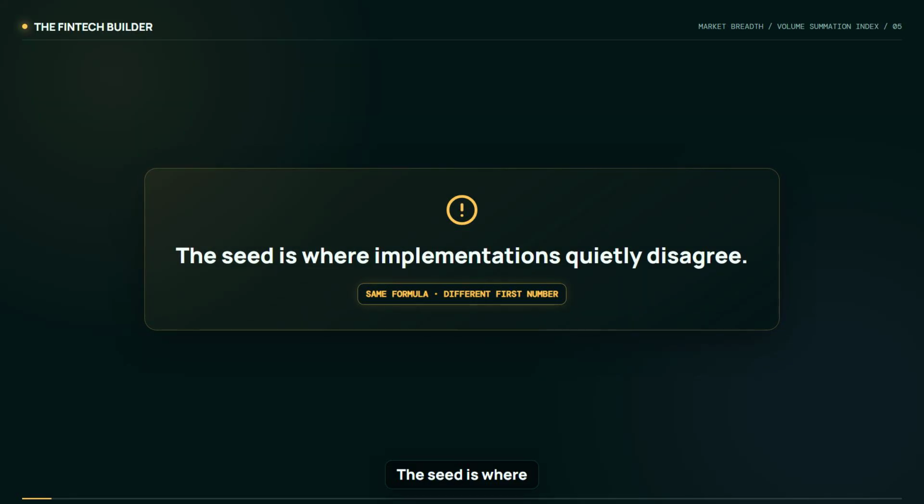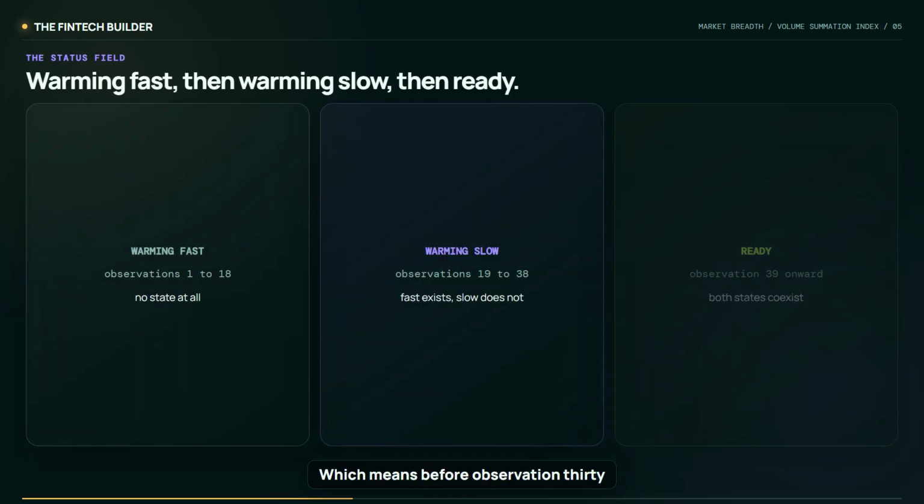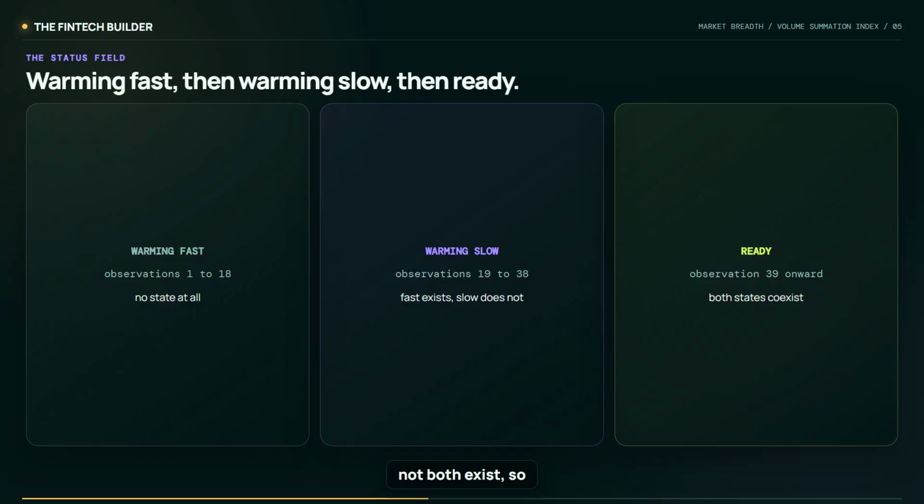The seed is where implementations quietly disagree. This package seeds the fast state with the simple average of observations 1 through 19. It seeds the slow state with the simple average of observations 1 through 39, which means before observation 39, the 2 states do not both exist, so there is no oscillator to publish.